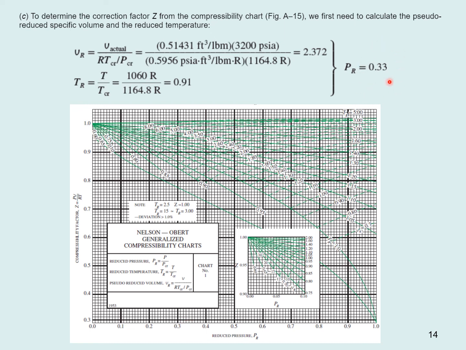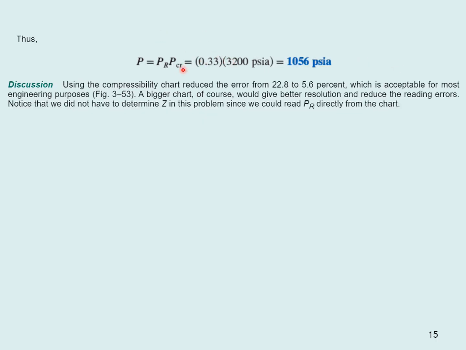He has a value of 0.33. I'm sure that's determined from a computer. That's not determined from this chart because you can't read that exact value off the chart. But we'll go with his value of 0.33. Once we have that value, we can multiply by the critical pressure and get the pressure, 1,056. If you compute the error, it's about 6% error. That's generally acceptable for most engineering practices. You can do better with a better chart, of course, and software is the best way to determine these Z factors.